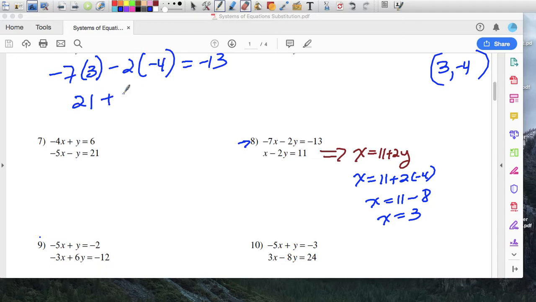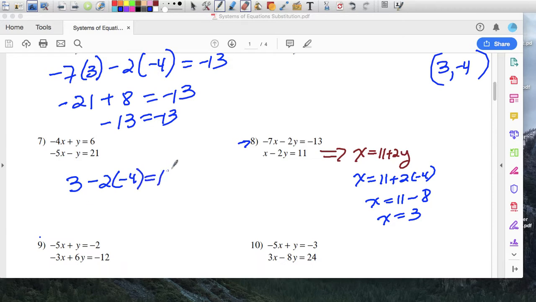The second equation, x minus 2y equals 11. So x is 3 minus 2 times negative 4 equals 11. And then I get 3, negative 2 and negative 4 is positive 8, sorry, equals 11. And 3 plus 8 is 11, which equals 11. So as you can tell, this value here worked for this equation as well as for that second equation.